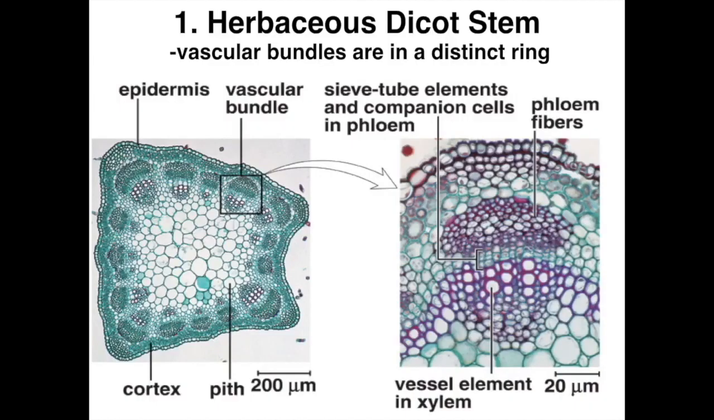The herbaceous dicot stem vascular bundles are in a distinct ring. The focus on the vascular bundles is that the phloem are always pointing to the outside, while the xylem are pointing to the inside. This is something you will need to know. So if you're just skimming through these notes, not listening to the video, you are going to miss this.